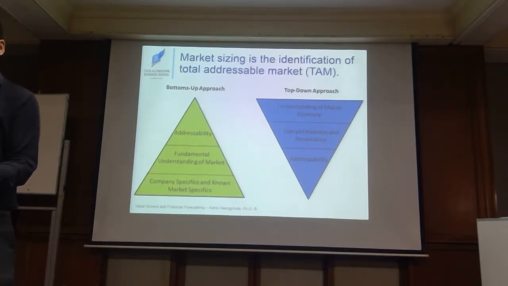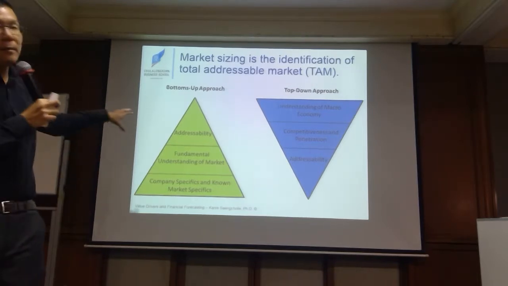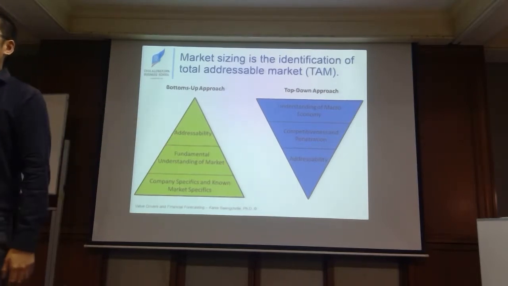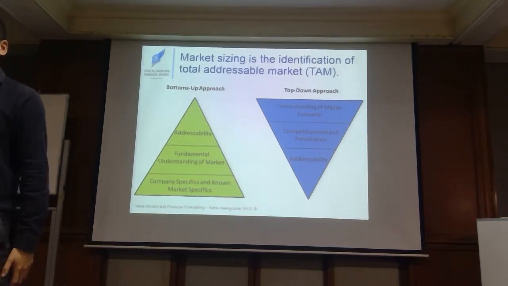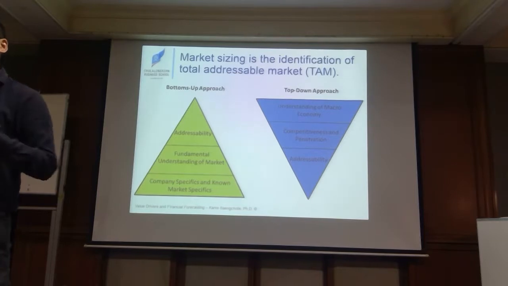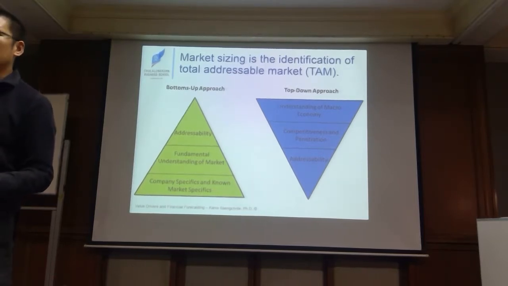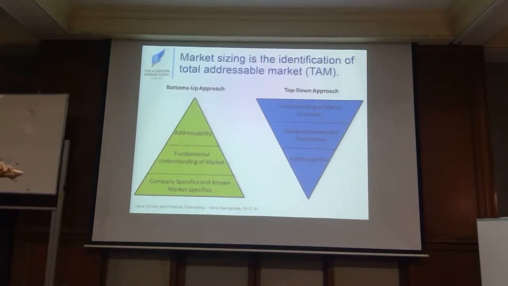So you can think of the bottom-up approach as the P times Q approach. How many units can I sell? And what's the pricing per unit? And to estimate the units, you need to use a bit of either guesswork or some intuition. So let's do some examples.